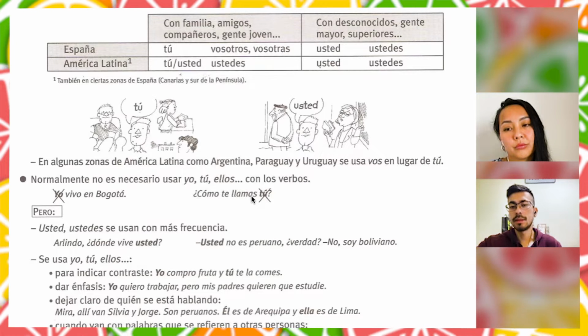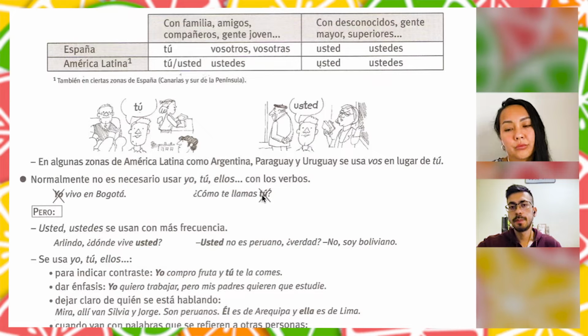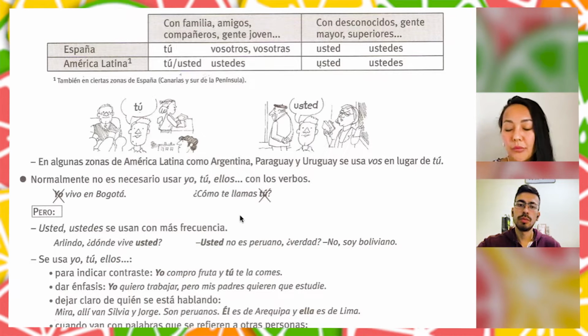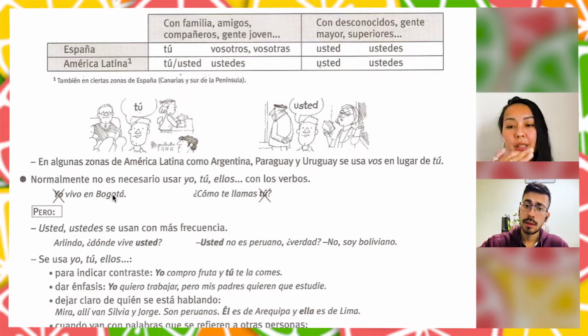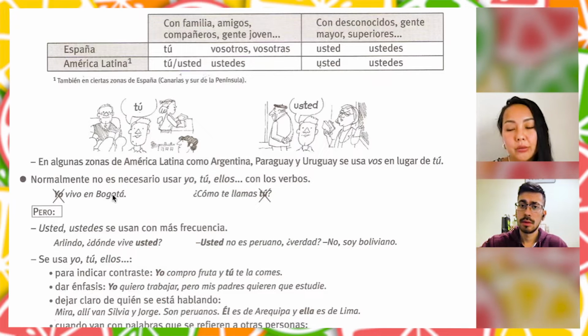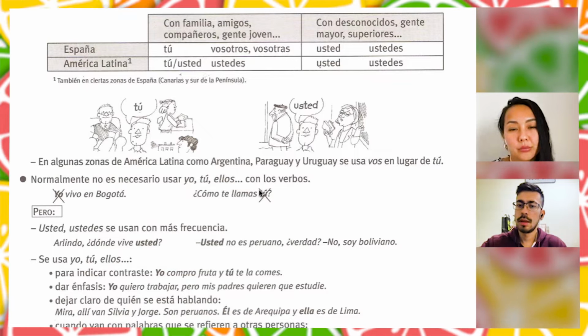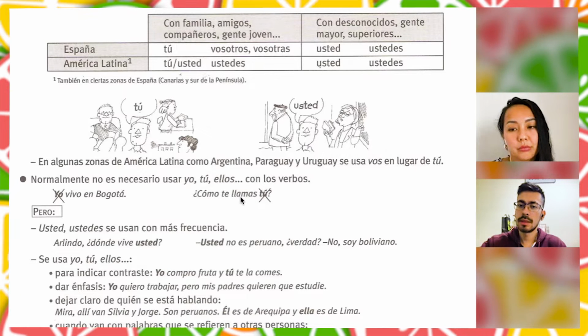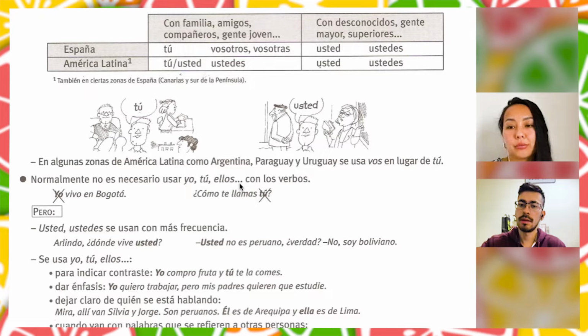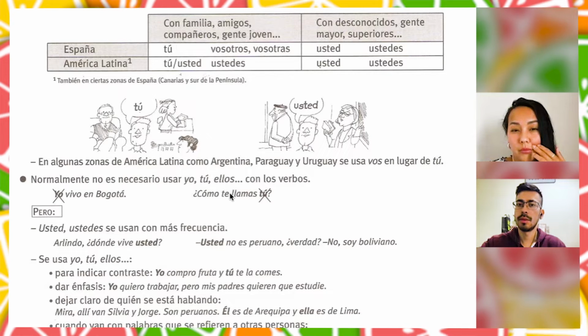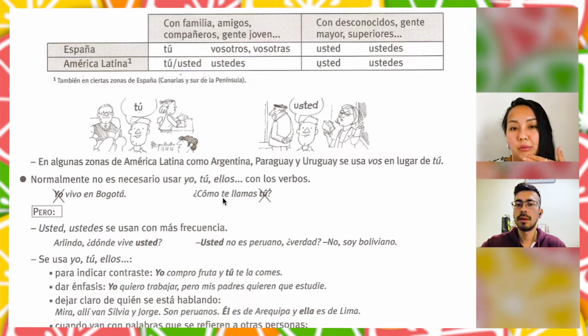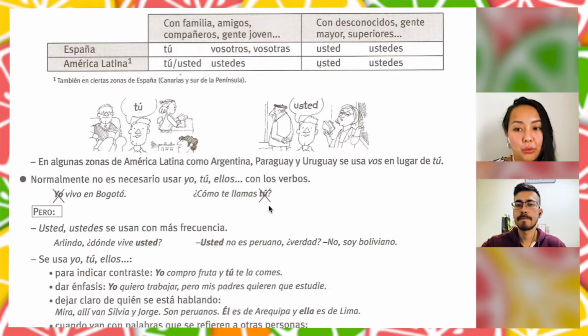¿Cómo te llamas? What is your name? Here we also don't use tú. Because in como te llamas, te already says it's tú. Tú is with llamas, right? Te is the direct complement, and we use te only for tú.